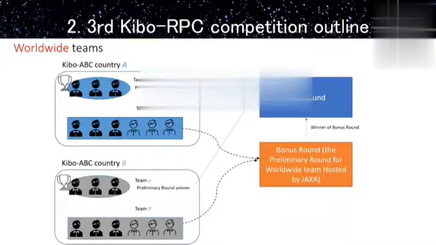As a benefit for the worldwide teams, after the preliminary round in each country and region, a bonus round will be held for the worldwide teams that did not make it to the final round as a national team. And the representative team for the worldwide team will be selected. Therefore, worldwide teams can participate in 2 different preliminary rounds, which increases their chance of participating in the finals. We hope that you will take advantage of this system.